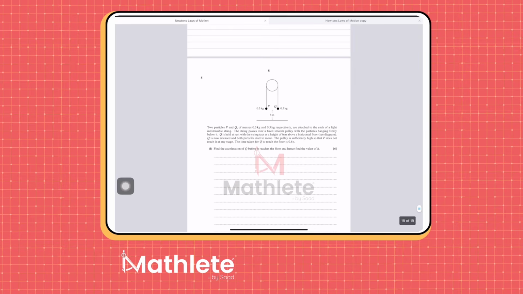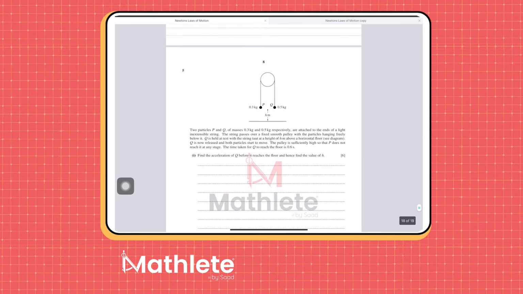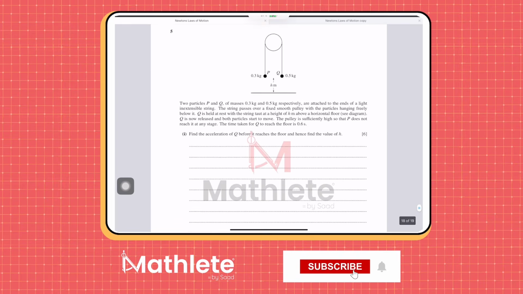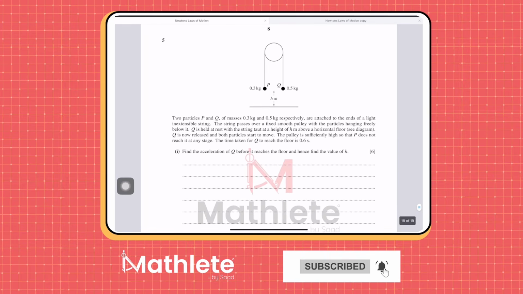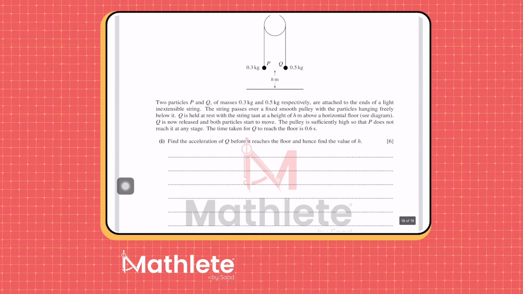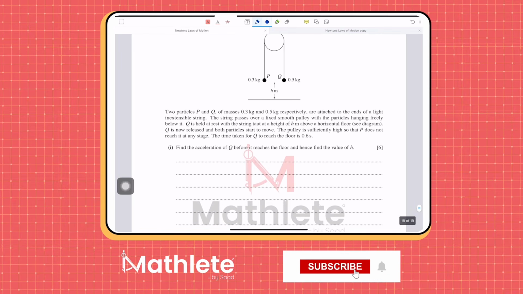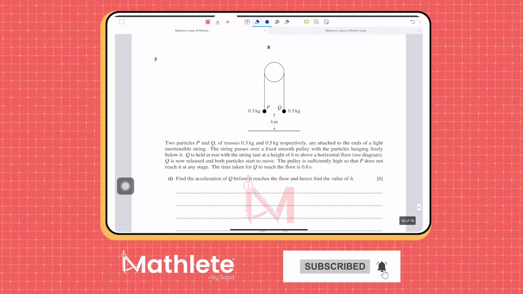Okay, the first part I'd like you guys to solve without my help. A is 2.5, that's correct, good job Abdullah. H is 0.45, that's correct. So 6 easy marks, don't you think?